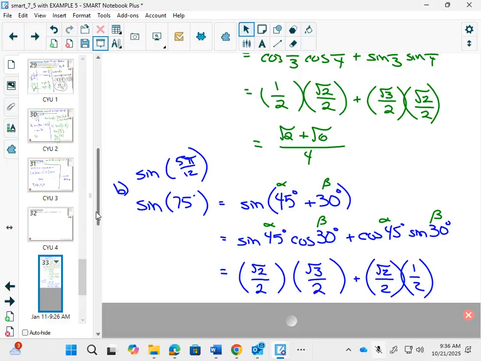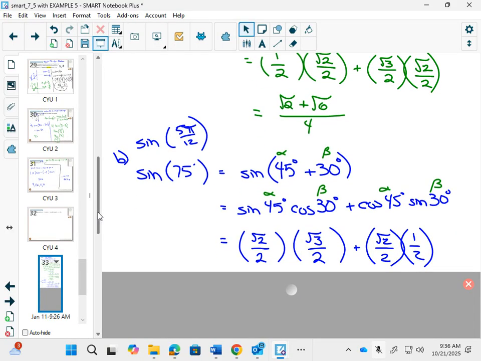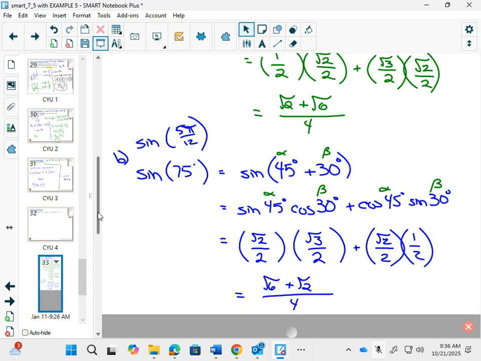How do you multiply fractions? Multiply your numerators, multiply your denominators. And you'll get root 6 plus root 2 all over 4.